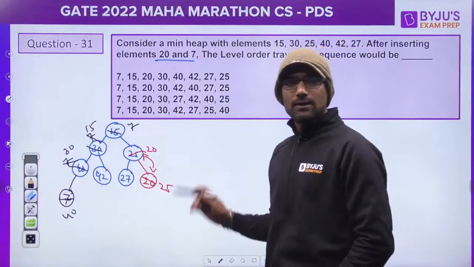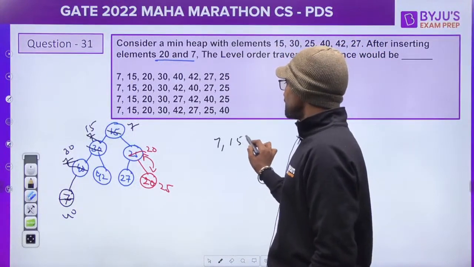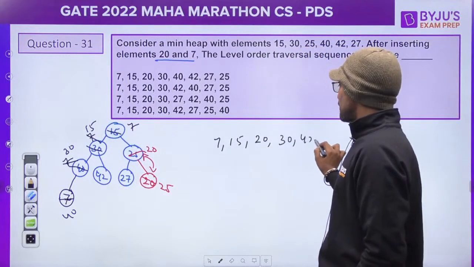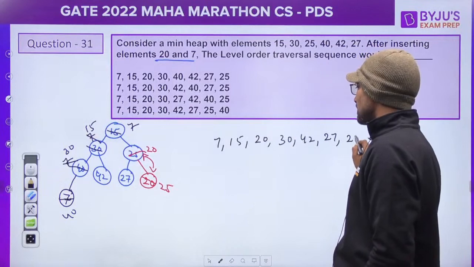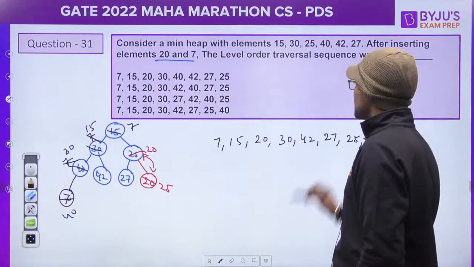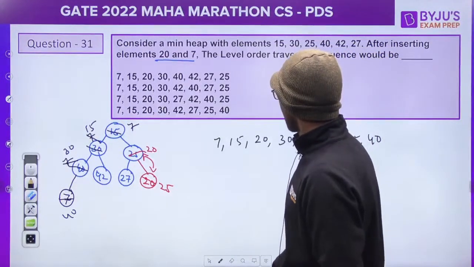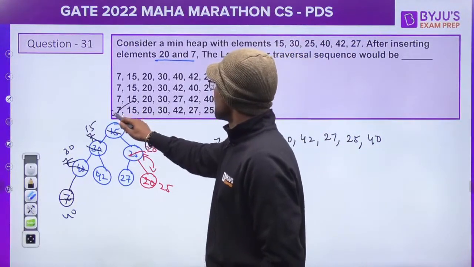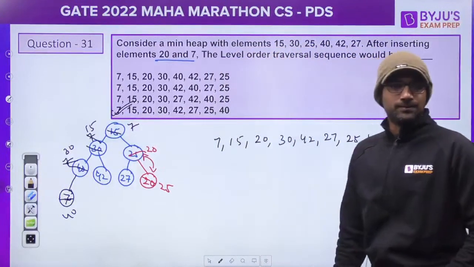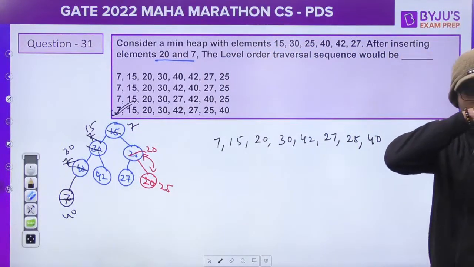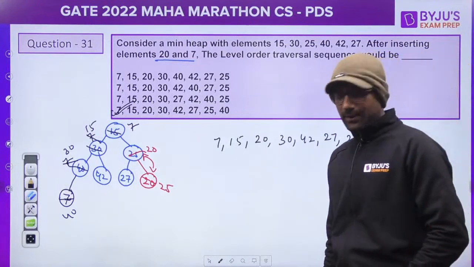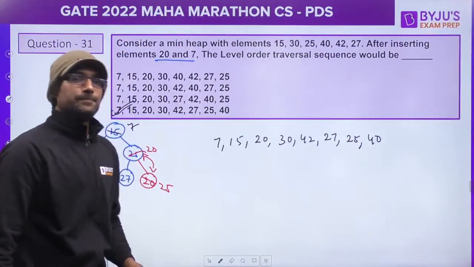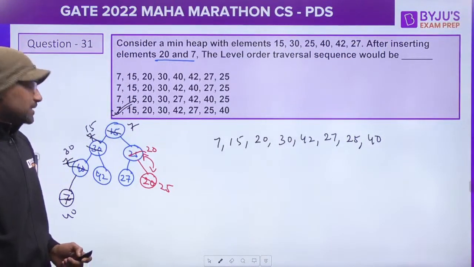Now you should give the level order sequence: 7, 15, 20, 30, 42, 27, 25 and 40. The last one. Right? Next question.